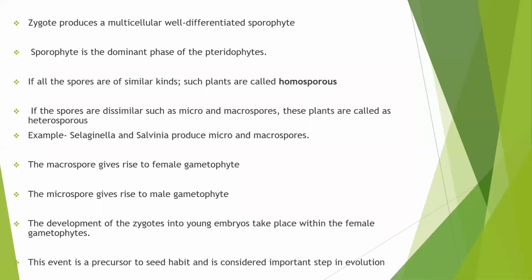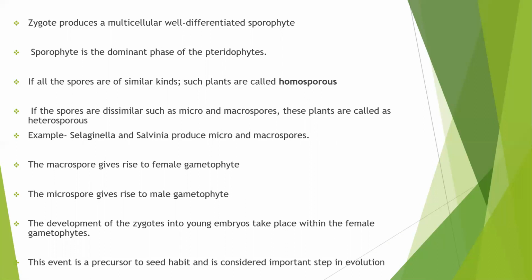Now talking about the spores, the spores can be similar. If the spores are similar, you call it homosporous. But the spores can be dissimilar also. If the spores are dissimilar, then the smaller one is known as microspores and the slightly larger one macrospores. These dissimilar spores can be seen in Selaginella and Salvinia.